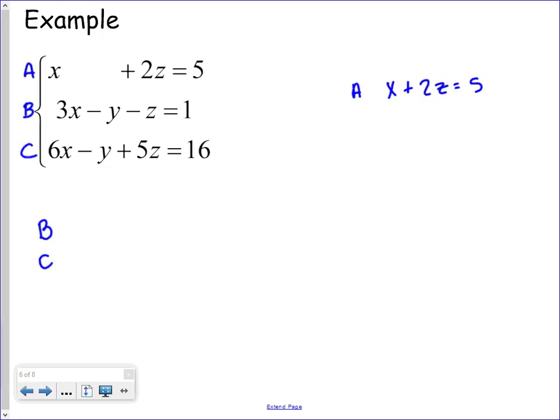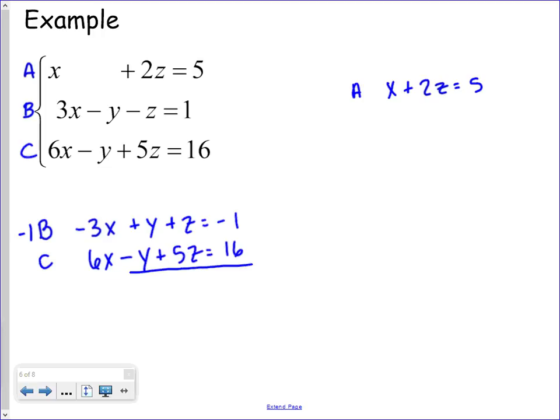Will we have to multiply either equation by something to eliminate a y? Multiply one of them by negative 1. It doesn't matter which one you choose to multiply by negative 1, but I'm going to multiply b. So I get negative 3x plus y plus z equals negative 1. Then I stack c right underneath it: 6x minus y plus 5z equals 16. And then I'm going to add down to make my equation d. I'm going to get 3x, my y's will cancel, plus 6z equals 15.